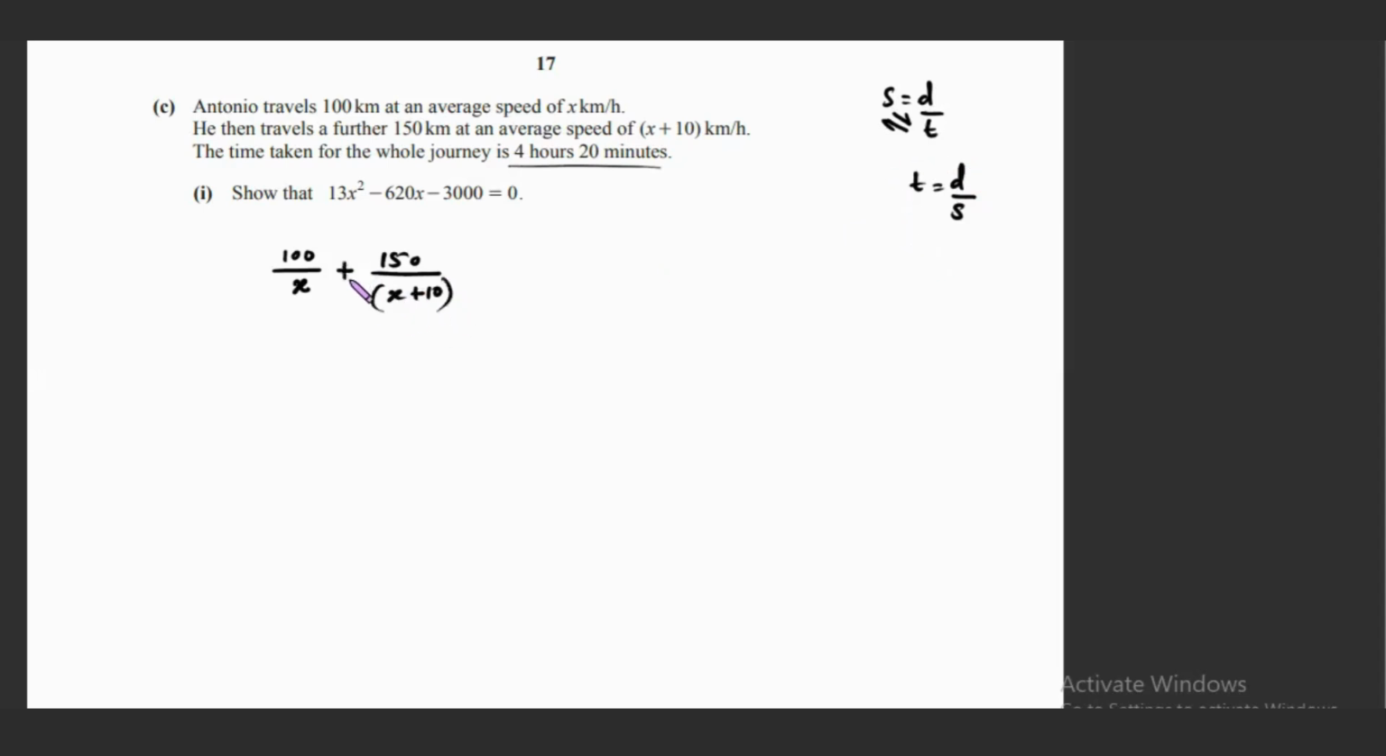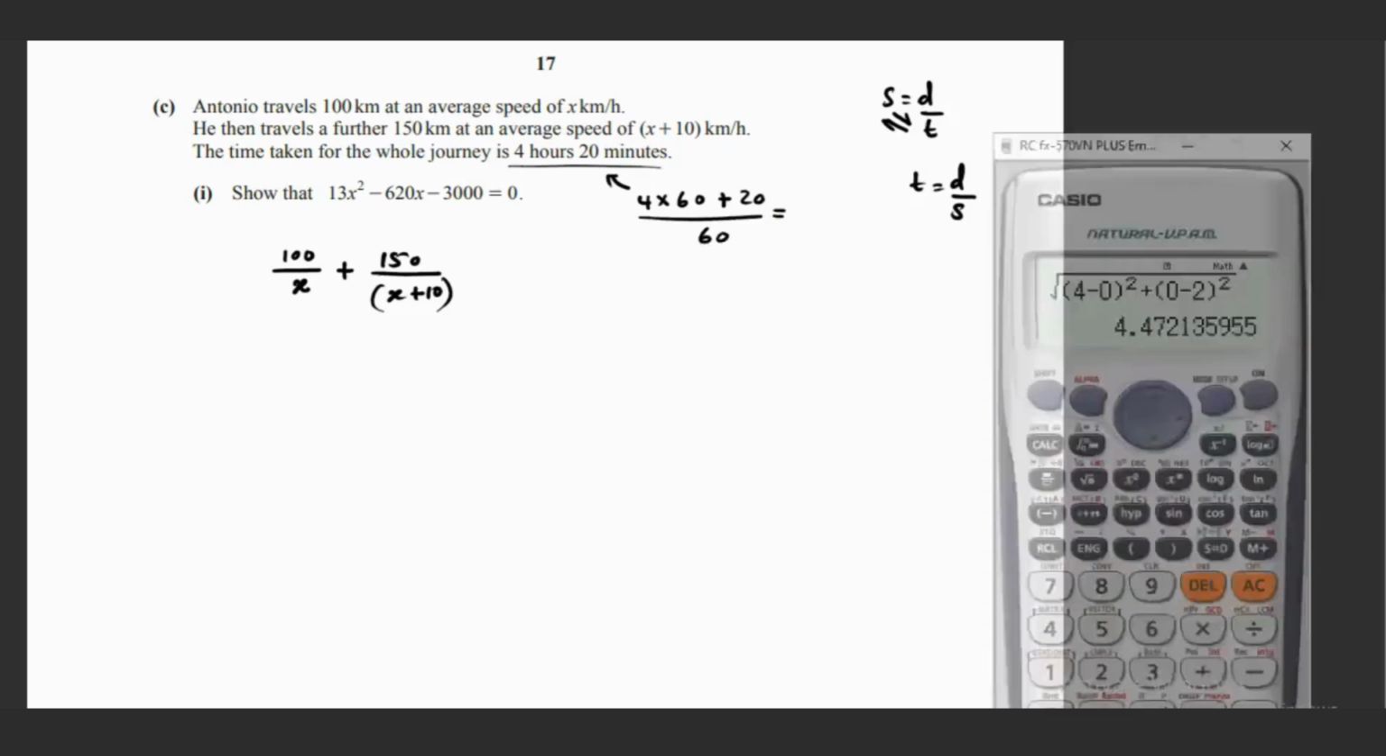Now, these two times together will be equal to this 4 hours and 20 minutes. But I'm going to write this completely in hours only, because the speed is given in kilometers per hour, which means the time we will get is in hours. So to do that, I need to first multiply the 4 hours by 60 to convert it into minutes, add this 20 minutes, and then divide it all by 60 to convert it into hours. So let's see what we get there.